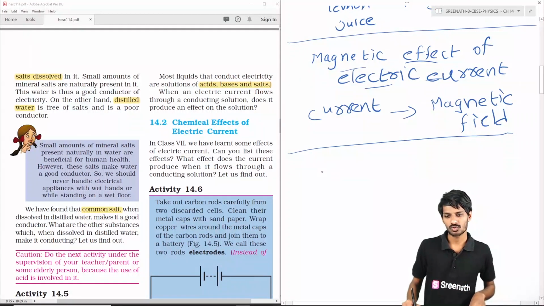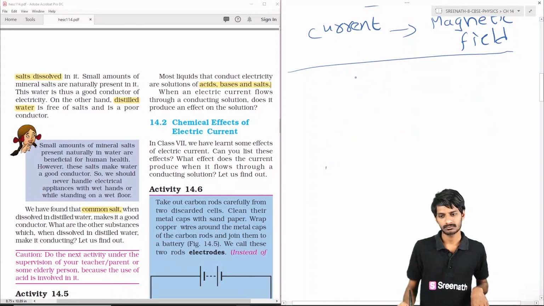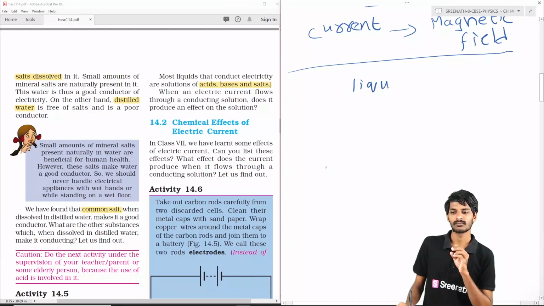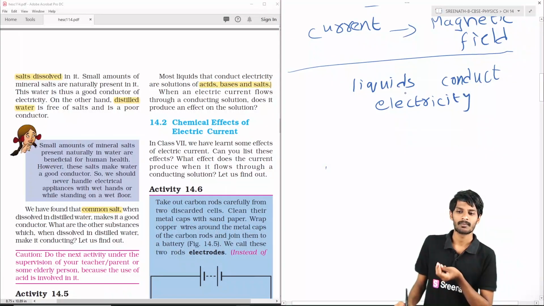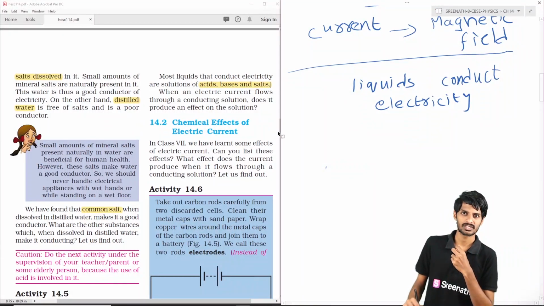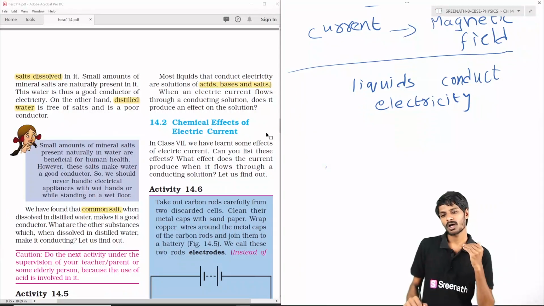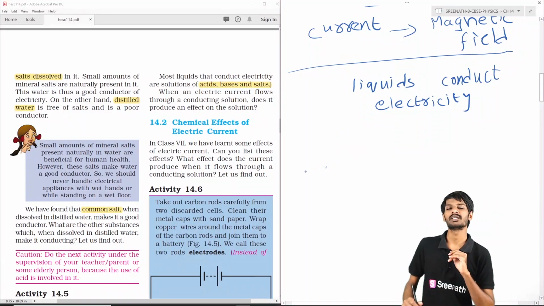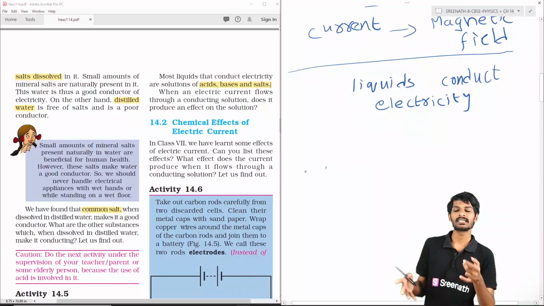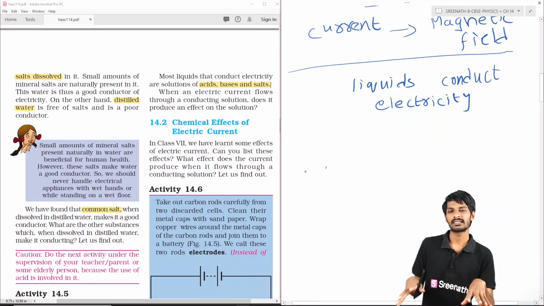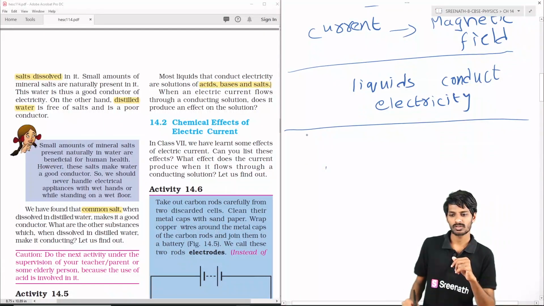So finally, what is our conclusion? Liquids conduct electricity. So current will pass through the liquids. Which type of liquids? Acid solutions, basic solutions, salt solutions. Now, whenever the current is passing through a liquid, does the electric current show any chemical effects on the liquid, students? That is the second topic we are going to learn.